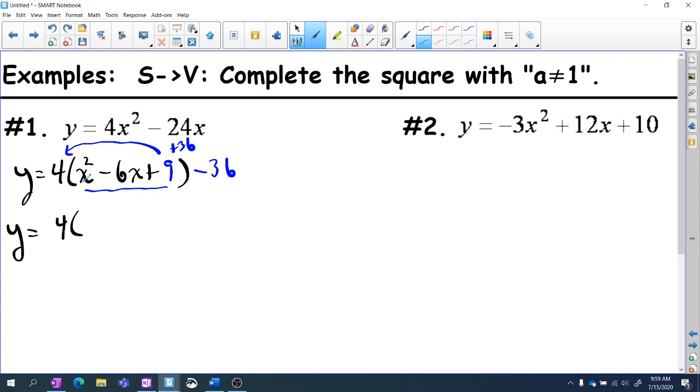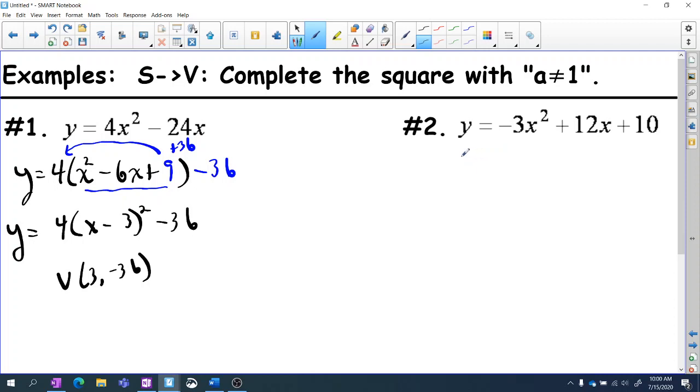And now here we go. 4, square root of the first, sign of the middle, square root of this one, all squared, take away 36. So your vertex is 3, negative 36. The only difference now is the stretch factor. So this quadratic would be narrower. It would go over 1 and up 4, over 1 and up 4.